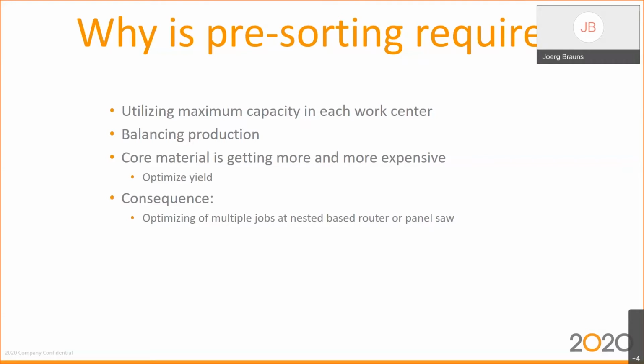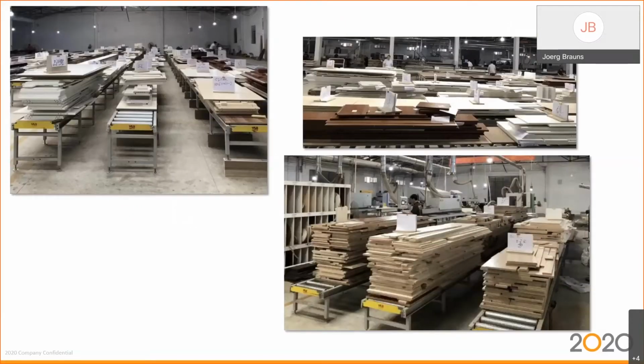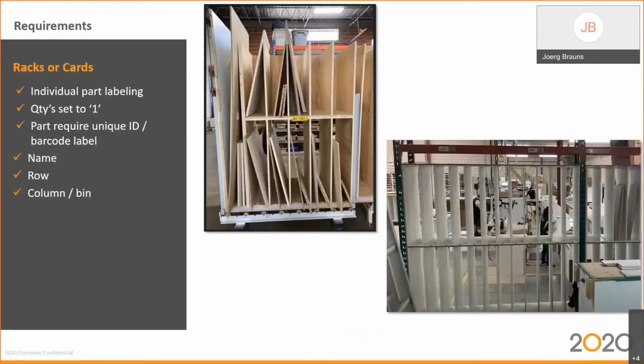The outcome is usually a stack of parts from different sales orders mixed and matched together, and we need to resort them back into the original job. For that, we use these racks or the carts, where we do the pre-sorting before we go to the assembly.